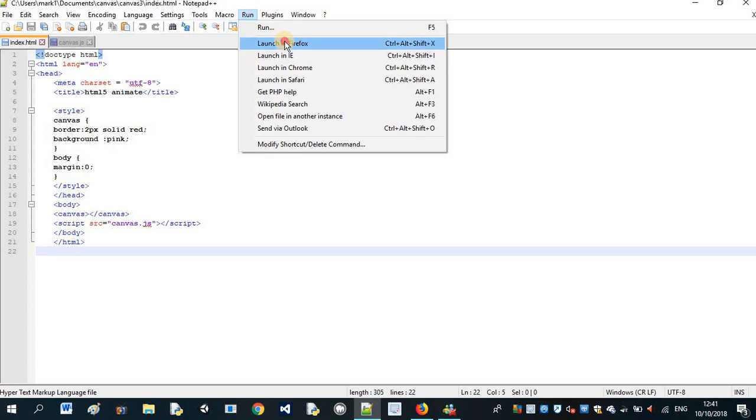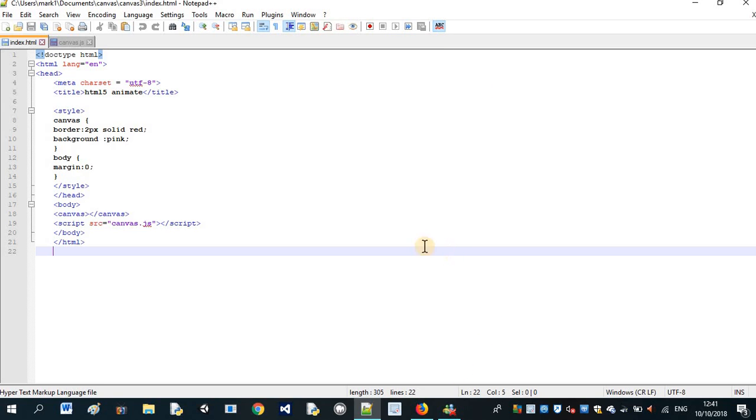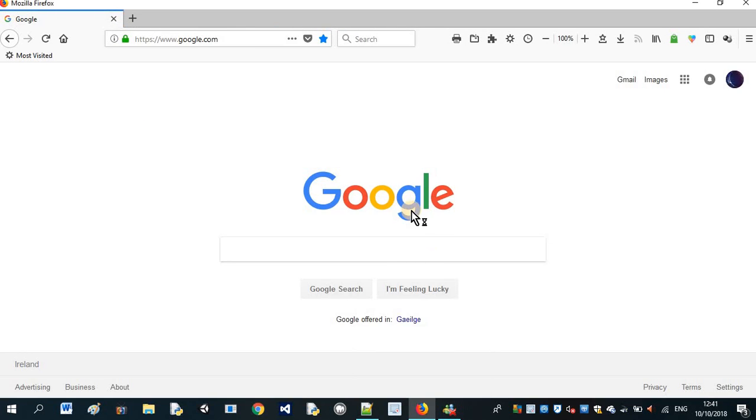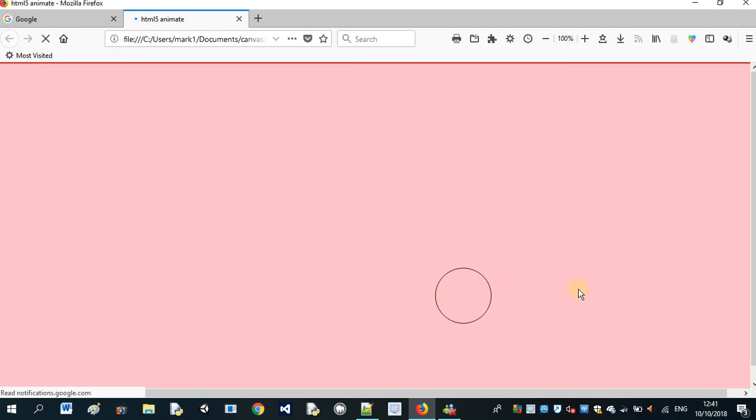Now let's run this and see what we get, okay? I should maybe have had this running beforehand, but I didn't. We'll see what we get now. It takes a while to load this up, and here we go. Here's the ball.